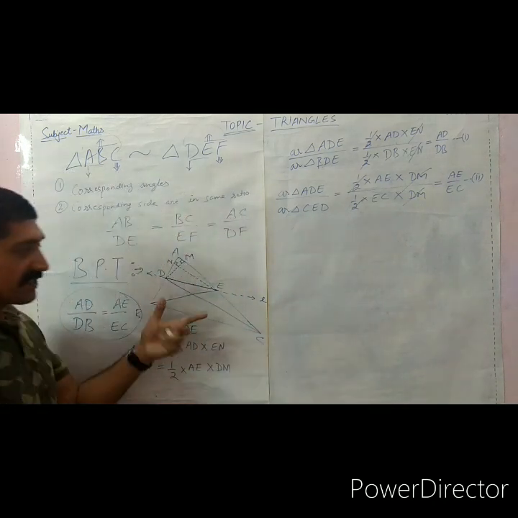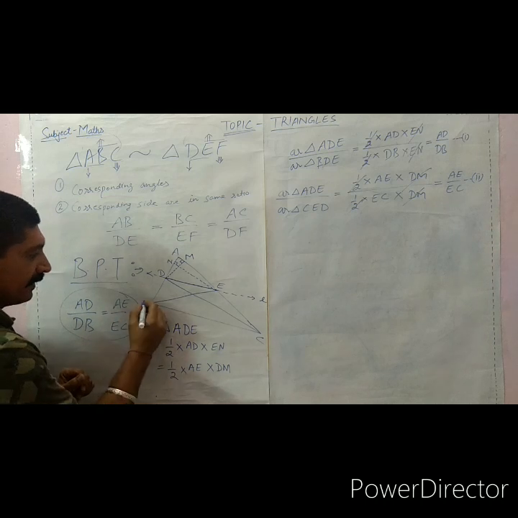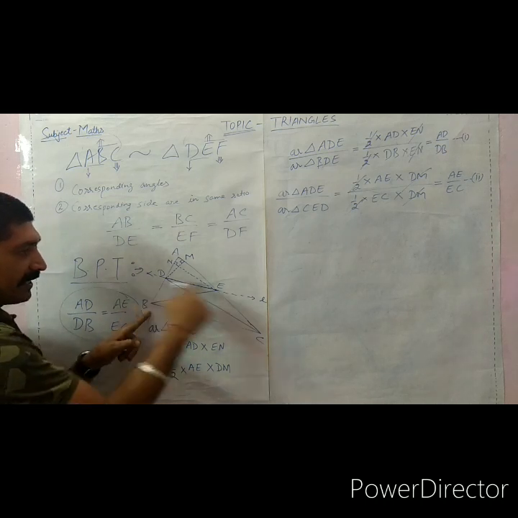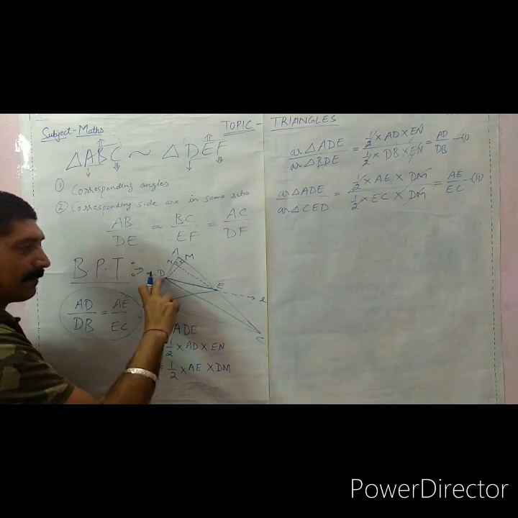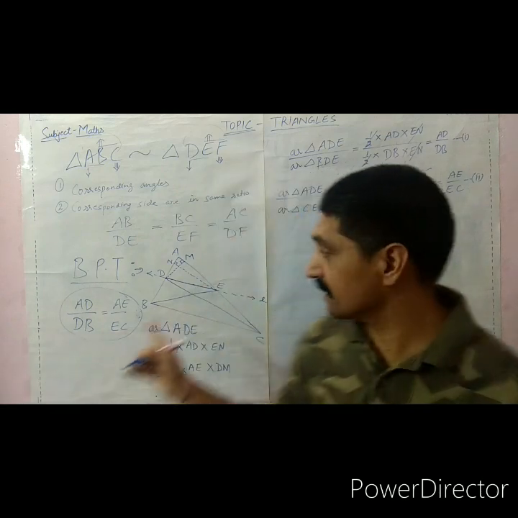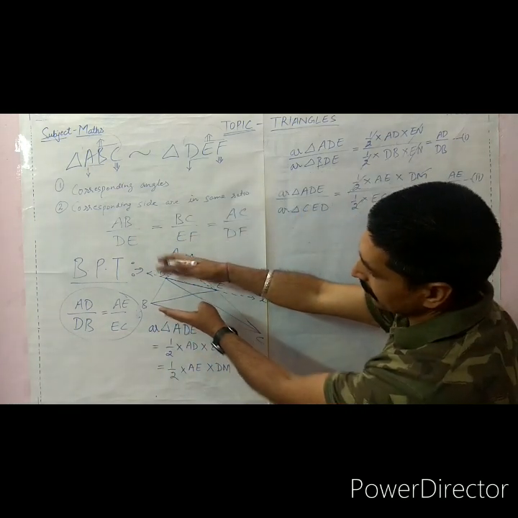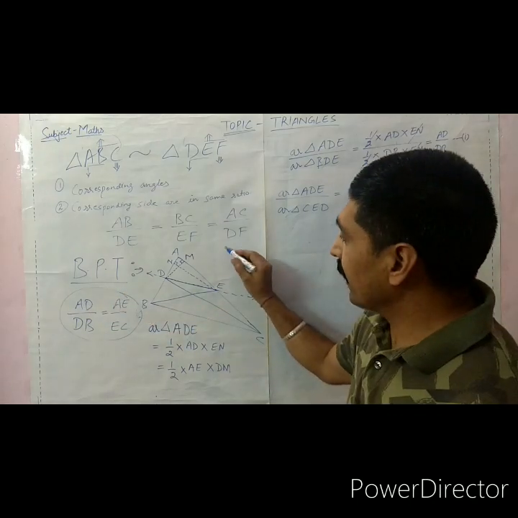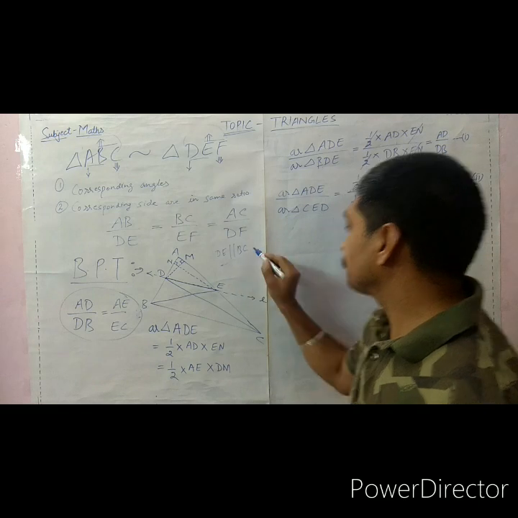Now third, we have discussed in detail that these two triangles, BDE and CED, lie on the same base. Base is here DE, the common base, and they lie between the two parallels. Here in BPT it is given that DE is always parallel to BC.